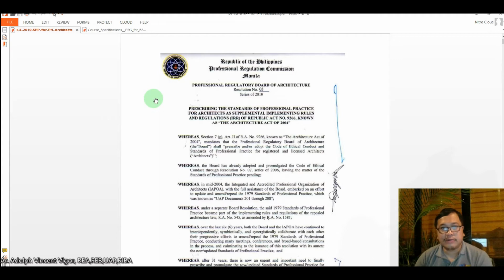So it's from the Professional Regulatory Board of Architecture, Resolution Number 3, Series of 2010. It prescribes the standards of professional practice for architects as supplemental implementing rules and regulations of RA 9266, known as the Architecture Act of 2004. So your UAP document is known as the supplementing IRR of RA 9266.